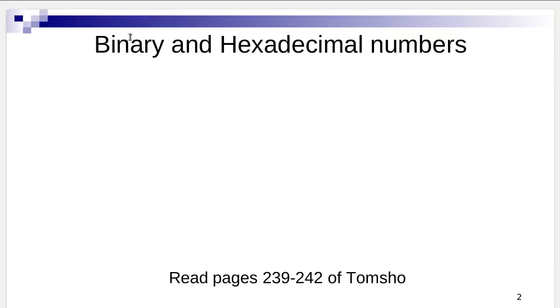So let's launch into binary and hexadecimal numbers. We looked at binary numbers some earlier, last week. This week we'll look at binary numbers again and then also look at hexadecimal numbers. Some of you may have already seen this, but if you haven't, definitely read pages 239 to 242 of the textbook, by Tom Shaw, and make sure you understand some of the material in this lecture and the next ones.